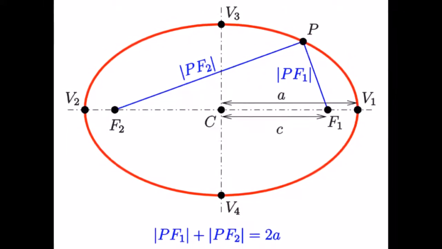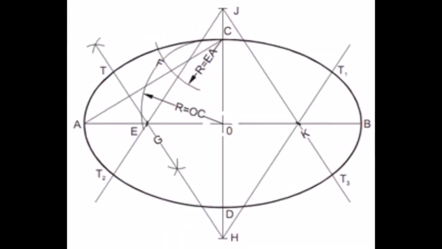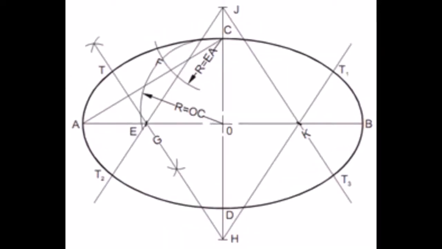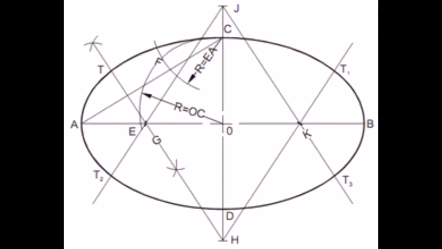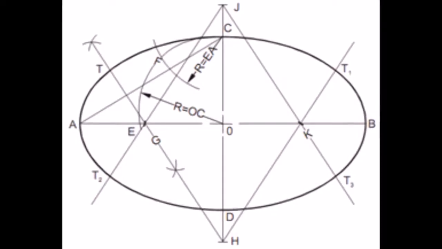In mathematics, an ellipse is a curve in a plane surrounding two focal points such that the sum of the distances to the two focal points is constant for every point on the curve.